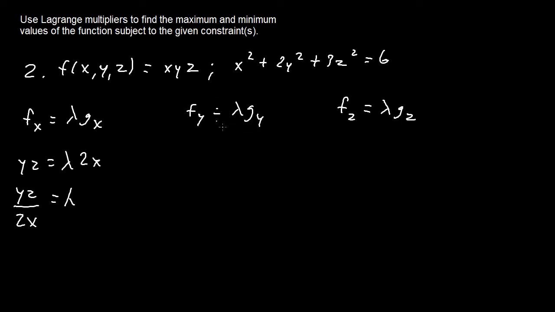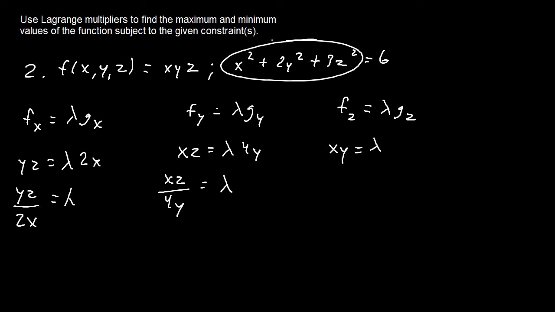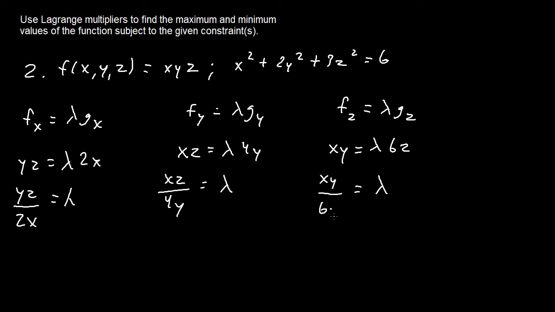So f sub y is going to be the partial derivative of the function with respect to y, which is x times z. That's going to equal lambda times g sub y. So that's going to be 4y to the first. So if I go ahead and solve for lambda once again, lambda is going to equal xz over 4y. And then we'll move on to the last equation here. F sub z is going to equal x times y. That's going to equal lambda times g sub z, which is going to be 6z to the first. So we'll go ahead once again, solving for lambda equals x times y over 6z.